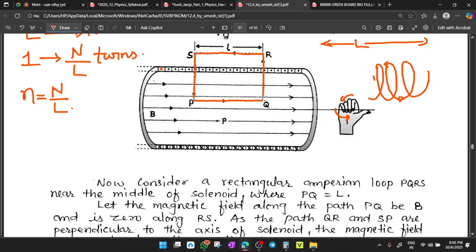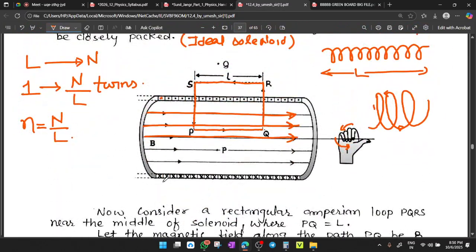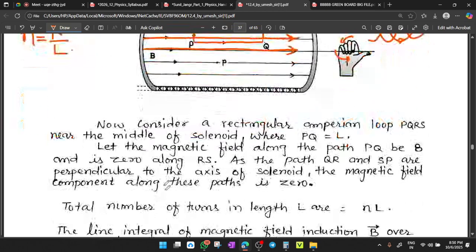You know the solenoid is ideal, so the field is only inside, along the axis of the solenoid. Outside, this field is equal to 0. Now the magnetic field along the path PQ is B and 0 along RS. Yes, on RS outside the solenoid, B equals 0. Let the magnetic field along the path PQ be B and 0 along RS, as the paths QR and SP are perpendicular to the axis of the solenoid.